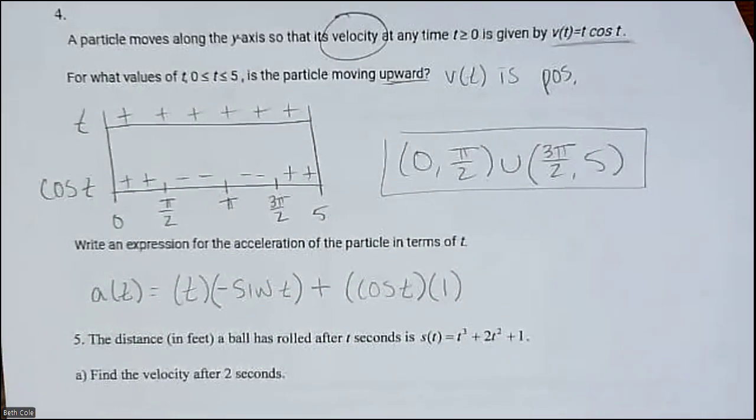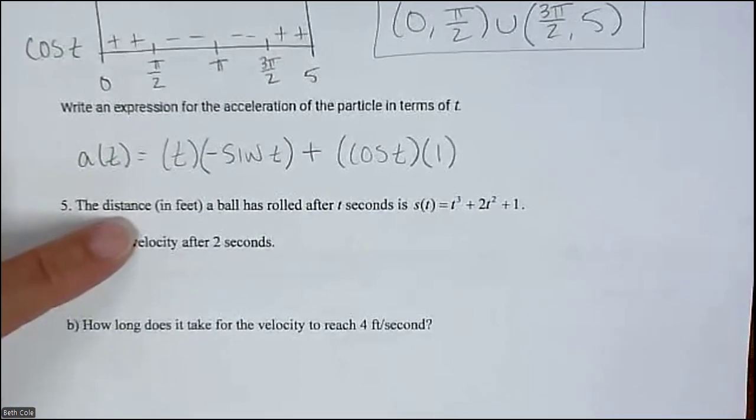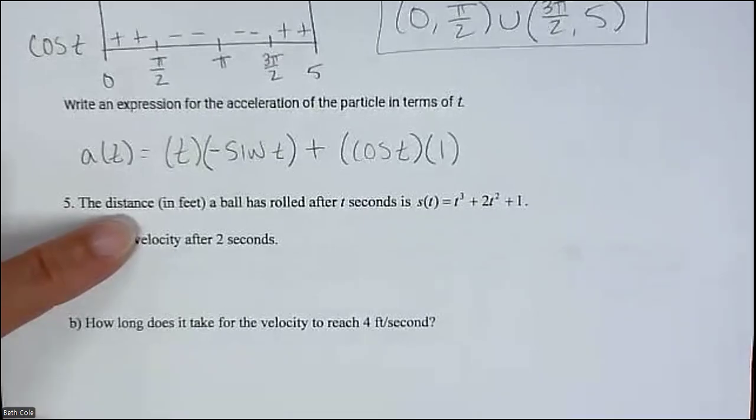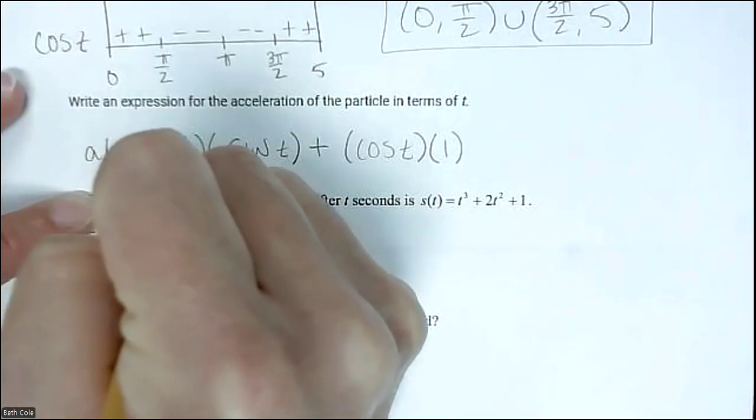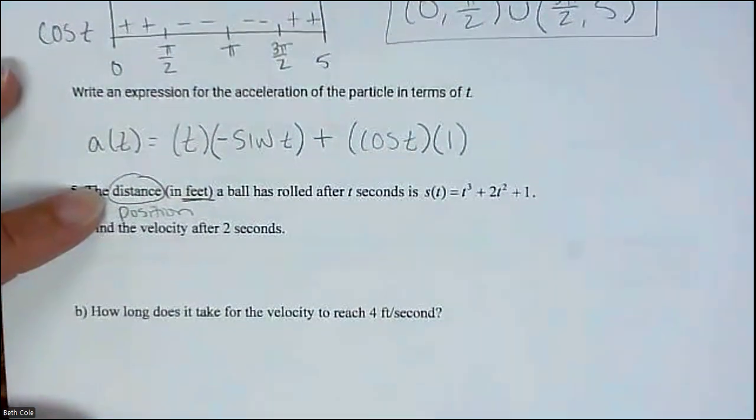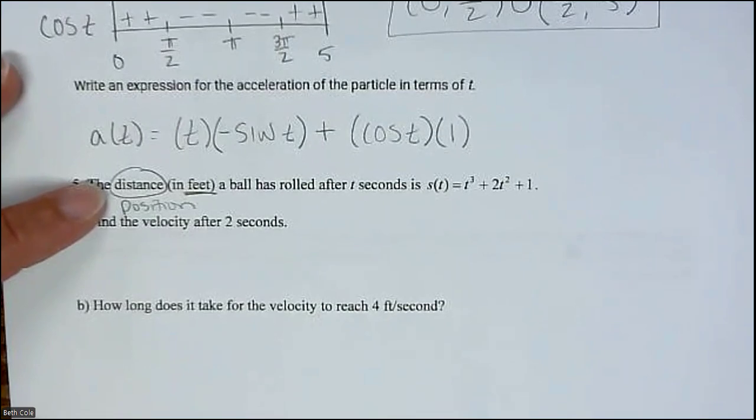All right, so read number 5. What did they give us? So is that position, velocity? Why is that position good? It says feet. You want to look at your feet per second or feet per second squared. That's your clue.